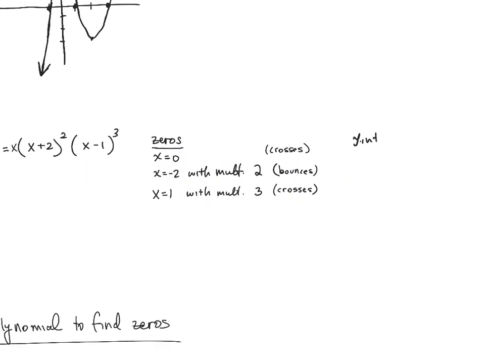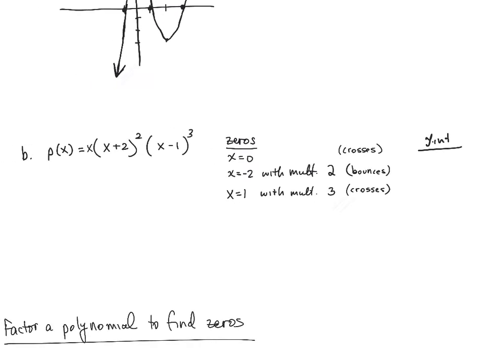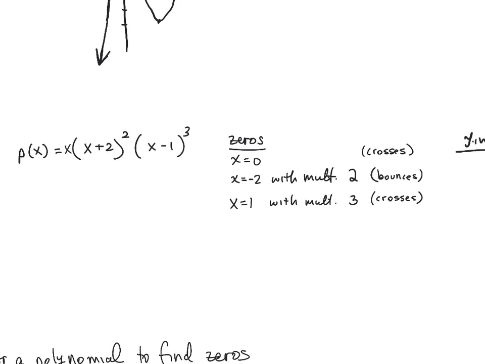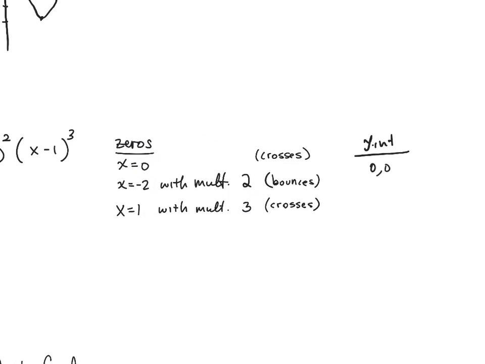Now the y-intercept you find by letting all the x's equal 0. So I've put a 0 in for this x, and a 0 in for that x, and a 0 in for that x. I'm going to have 0 multiplied by 4 multiplied by -1, which is 0. So the y-intercept is the point 0, 0. And then the degree we discussed earlier, since this has 6 factors, it's a degree 6.